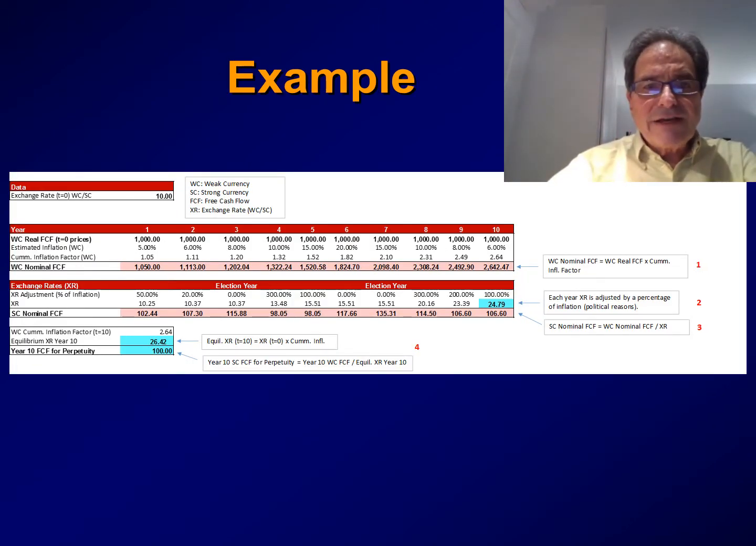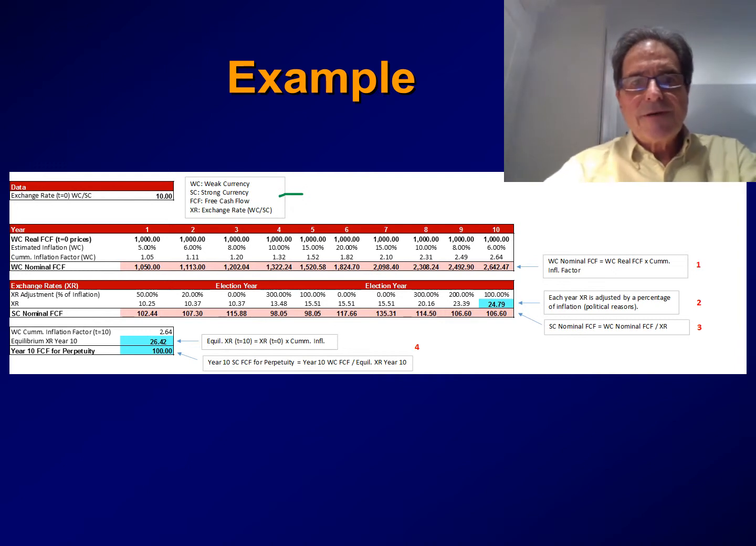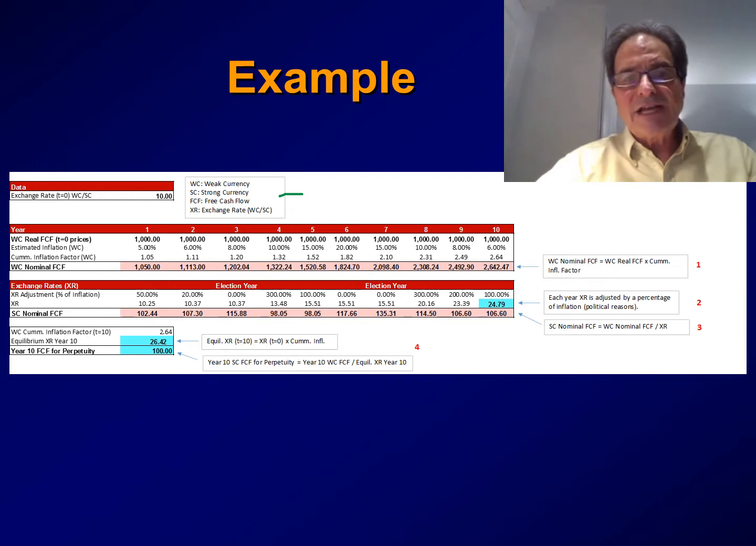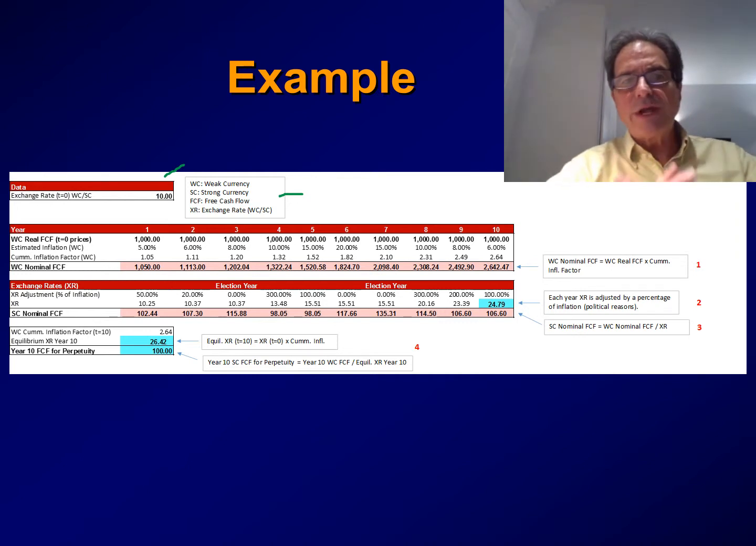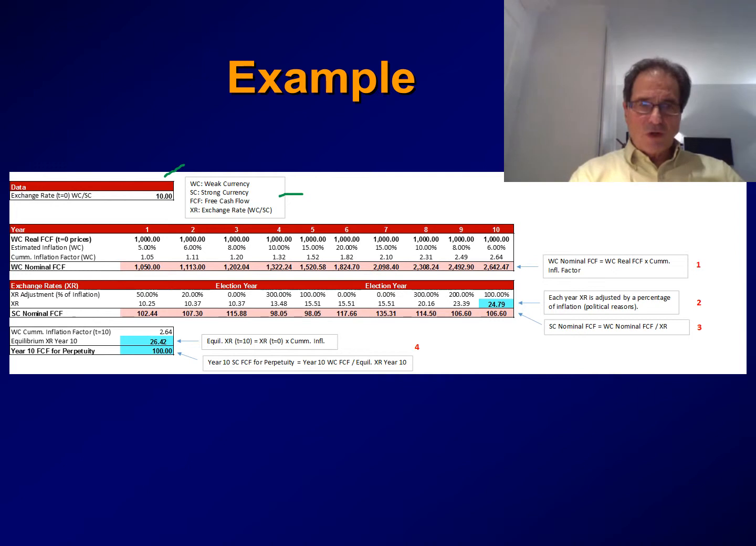First, let's define some terms here. We call weak currency WC, strong currency SC. Free cash flow is FCF, and XR is the exchange rate. And the exchange rate is in terms of weak currency divided by strong currency, units of weak currency per unit of strong currency. Let's assume that we start with an exchange rate of 10 units of weak currency per unit of strong currency.